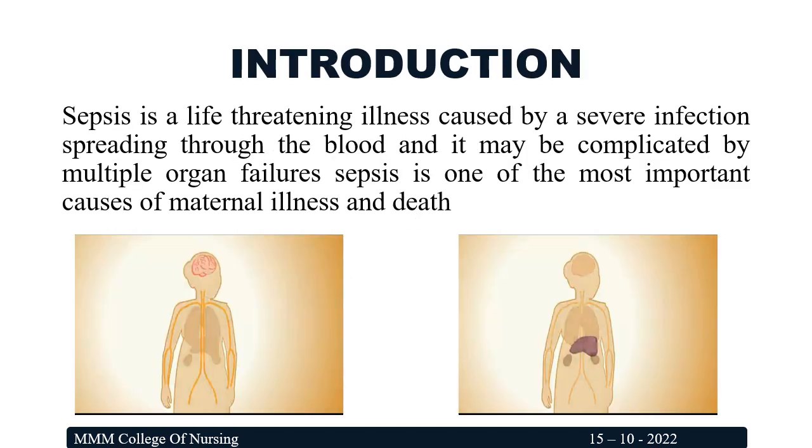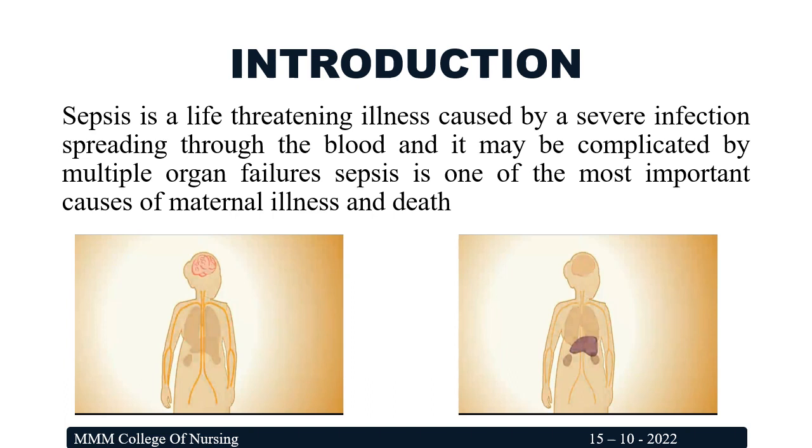Introduction. Sepsis is a life-threatening illness caused by a severe infection spreading through the blood, and it may be complicated by multiple organ failure. Sepsis is one of the most important causes of maternal illness and death. So sepsis is the most important cause of maternal morbidity as well as mortality.